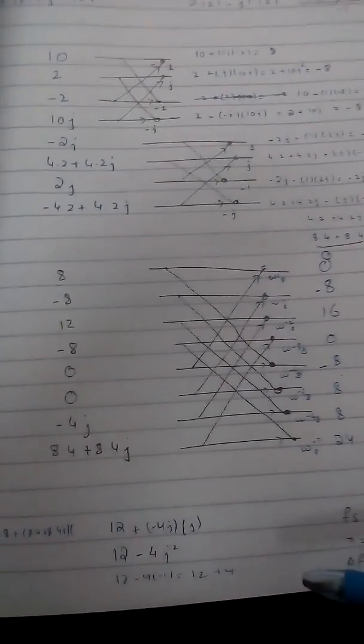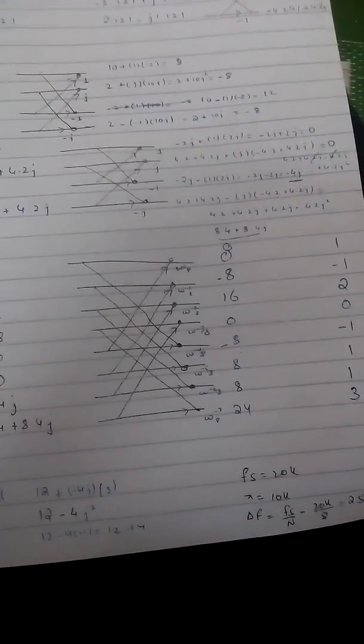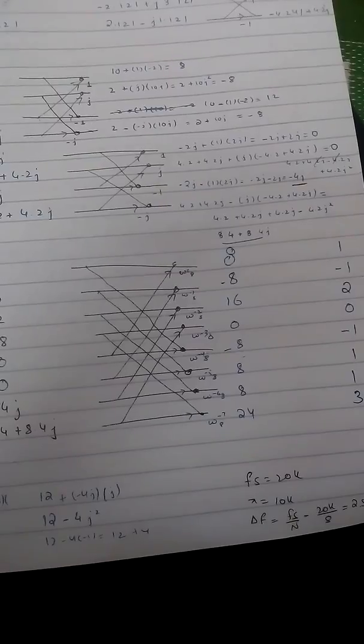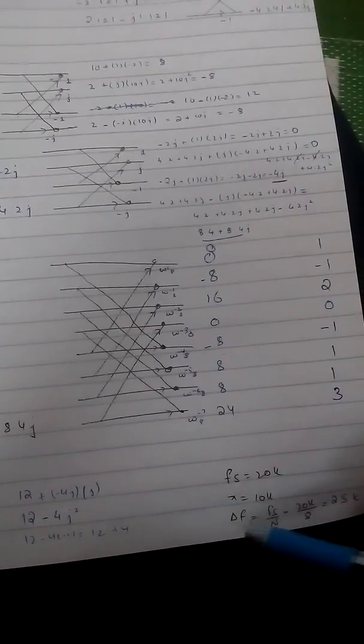And by calculating the frequency, if we are asked to eliminate the 2k above elements, we use this formula: delta f equals fs over n, which will be equal to 20k.